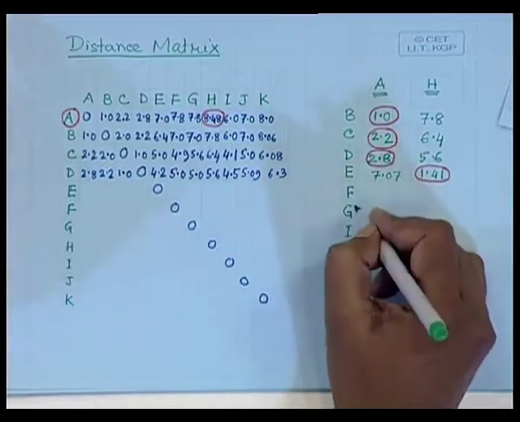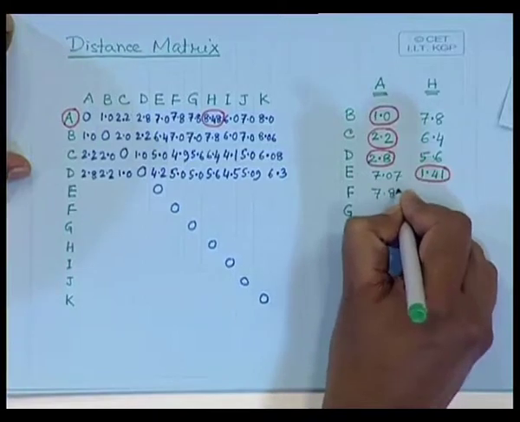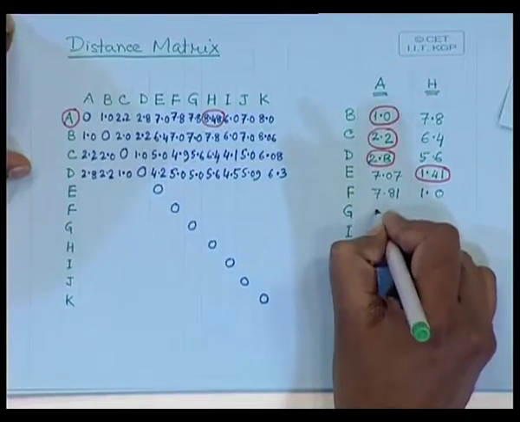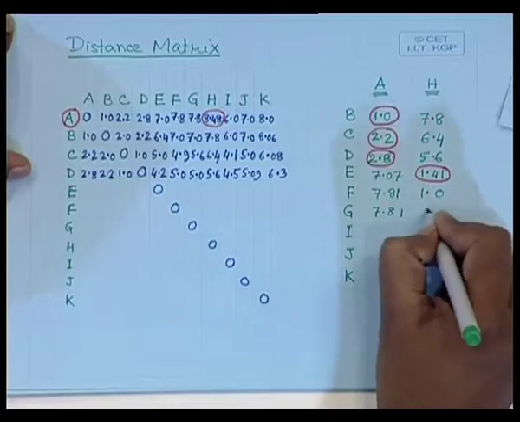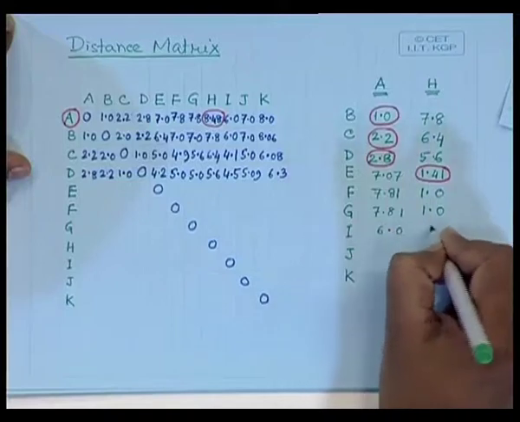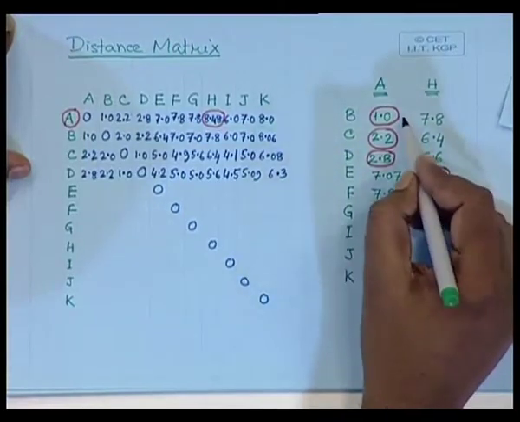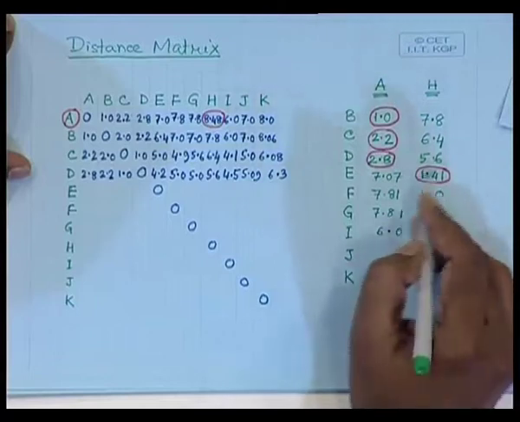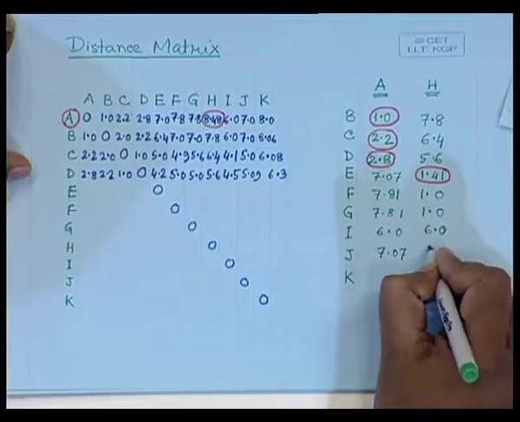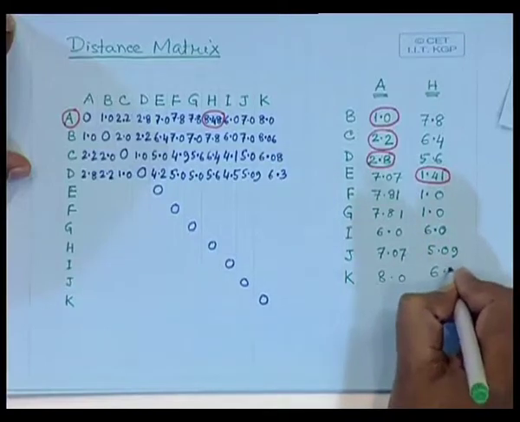Similarly, when I compute between F and A, the distance between F and A is 7.8 or 7.81, and here the distance is 1.0. Between G and A, the distance again is 7.81, and here the distance is 1.0. Between I and A, the distance is 6.0, here also it is 6.0. So, you find that both these distances are same, that is point I is equidistant from A and H. So, I can consider any of them. For J, it is 7.07 and it is 5.09. For K, it is 8.0 and 6.32.